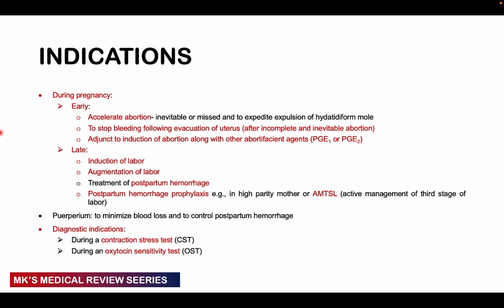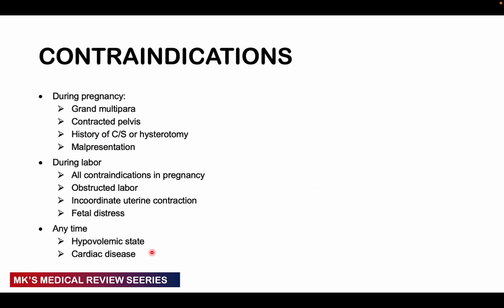Later on in pregnancy, it can be used for the induction of labor, augmentation of labor, in the treatment of postpartum hemorrhage, as well as the prevention of postpartum hemorrhage, especially in individuals with high parity, and also in the active management of the third stage of labor. In the puerperium, it's used to minimize blood loss and to control postpartum hemorrhage. Some diagnostic indications include the contraction stress test, which we'll talk about in another video, as well as the oxytocin sensitivity test.